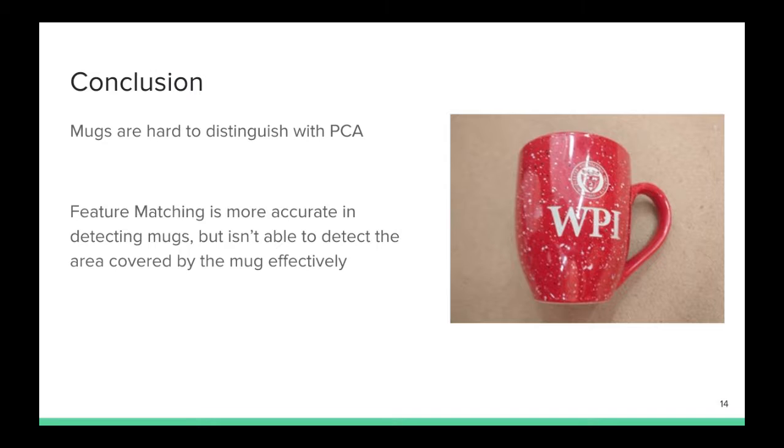Overall, we concluded that mugs are very hard to distinguish with principal component analysis due to the fact that there are very few distinguishing features. We found that feature matching is more accurate, but due to the area covered by the mug, it's pretty hard to accurately detect that. So the results overall proved fairly successful, as shown throughout our presentation.